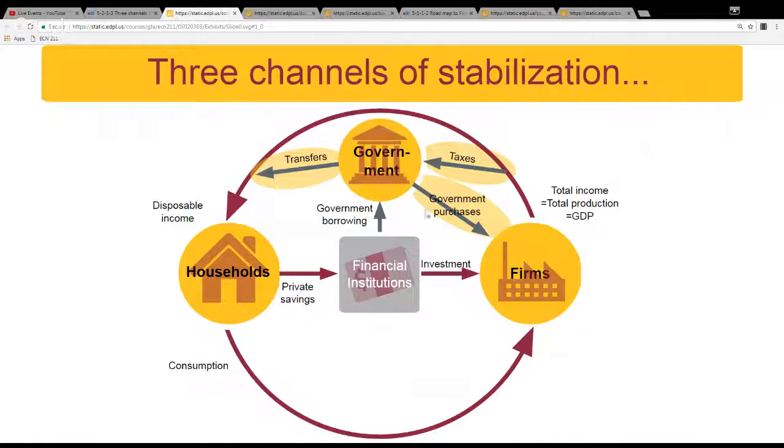Okay, that's one channel. The next channel is through taxes. One other way to stimulate spending is by lowering the tax rate. If you lower the tax rate, then people's disposable income actually goes up. People get more money in their pocket that they can spend, and that stimulates spending again.